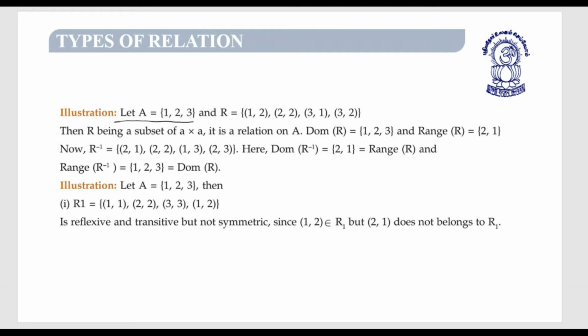Illustration. Let A = {1, 2, 3}. R = {(1, 2), (2, 3), (1, 3), (2, 2)}. Then R being a subset of A × A, it is a relation on A. Domain of R = {1, 2, 3} and range of R = {2, 3}.